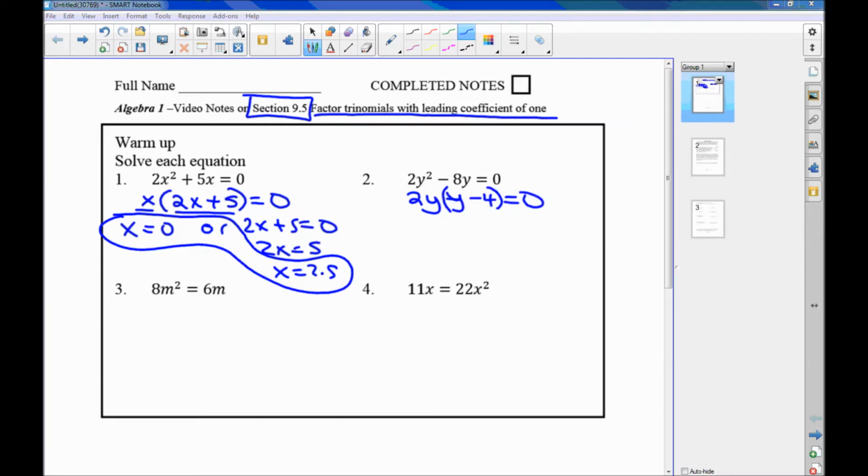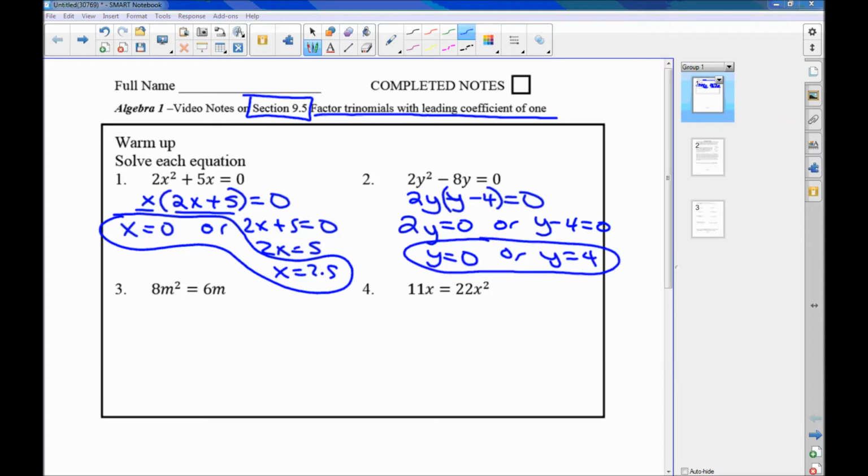Okay, it was already equal to 0, so all we have to do is factor the left side so we can change this into two things multiplied to equal 0. And that lets us do our trick of splitting this into two problems. So either 2y is 0 or y minus 4 is 0. And then we solve these two problems separately. Here we divide by 2 to get 0, or over here we add 4 to get positive 4. So here are our two answers.